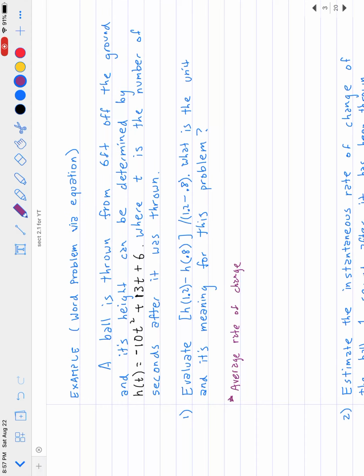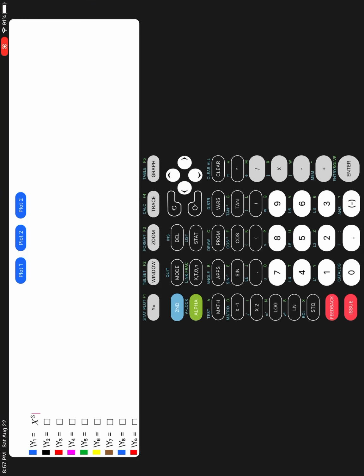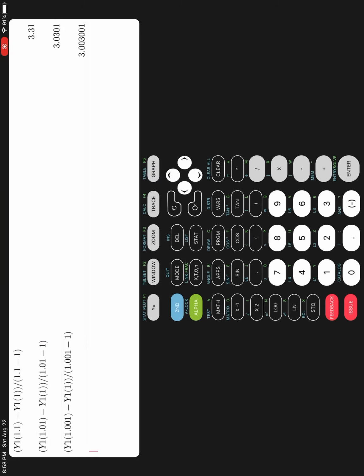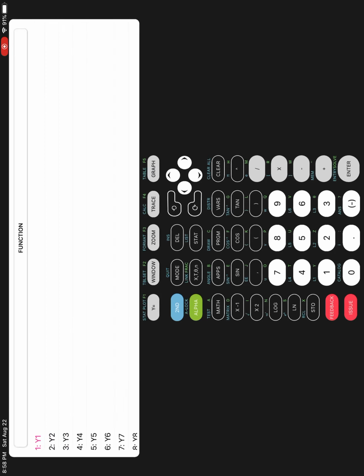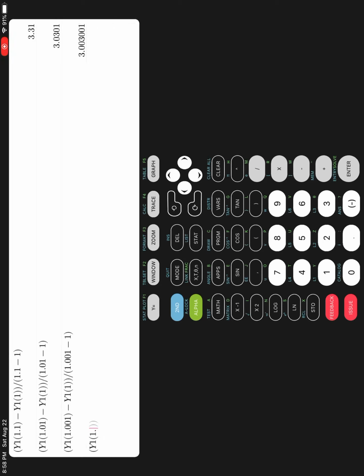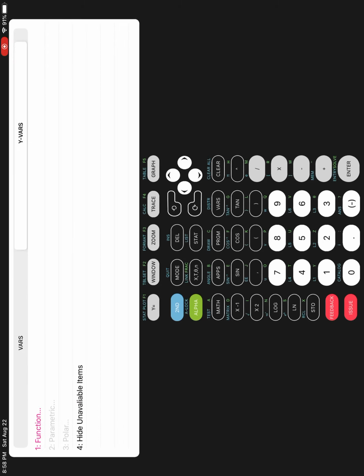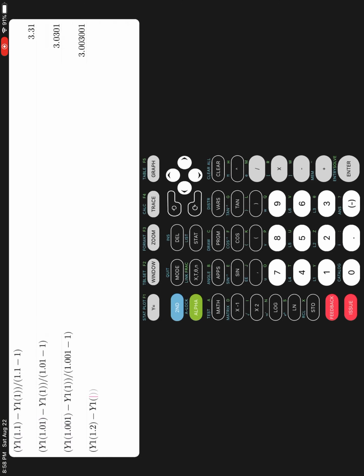So what I'm going to do now is go to my calculator and write the equation in there. So negative 10x squared plus 13x, and then plus 6. And I'm going to go to second quit over here, and we'll do exactly the same thing as what we did earlier. So I'm going to go in parentheses. I'm going to go to vars so I can get the function, and it's going to be y1. I'm plugging in 1.2 into it, and then minus plugging into the equation, I think it was 0.8, right? So 0.8. And then close the parentheses, divided by 1.2 minus 0.8, and then close the parentheses.